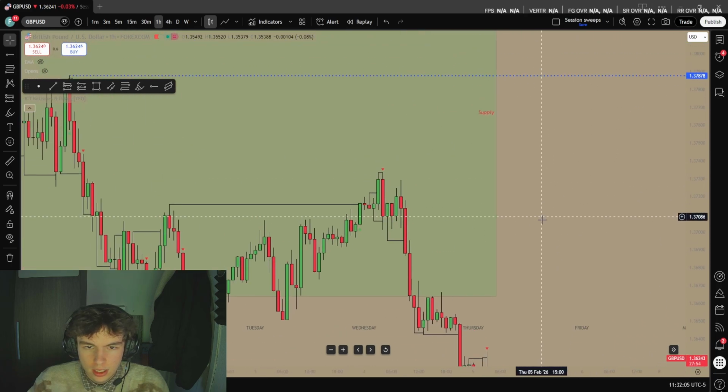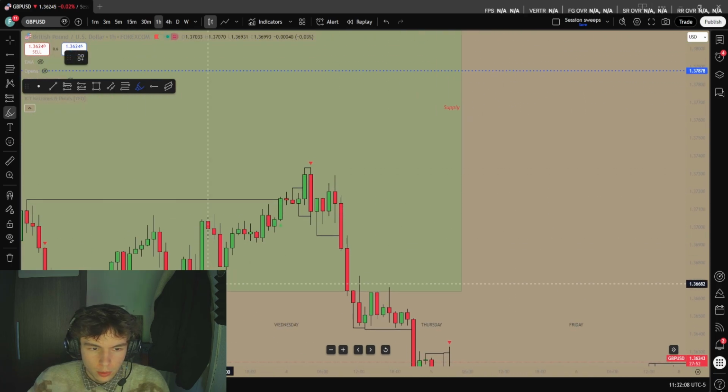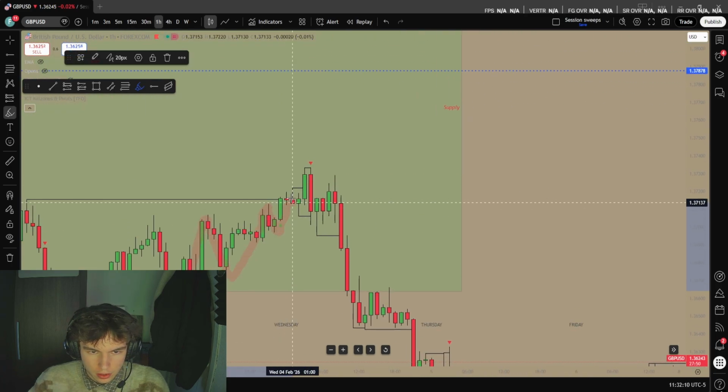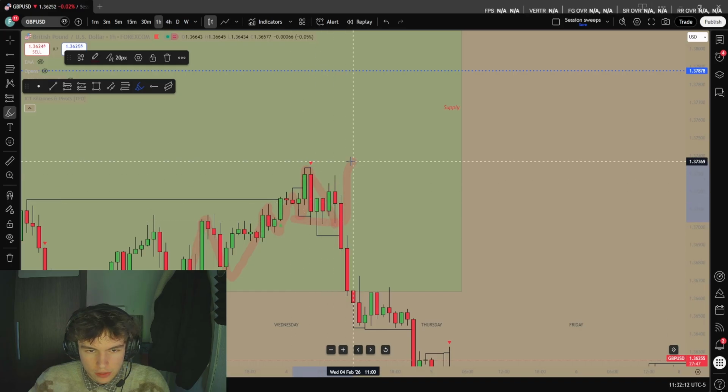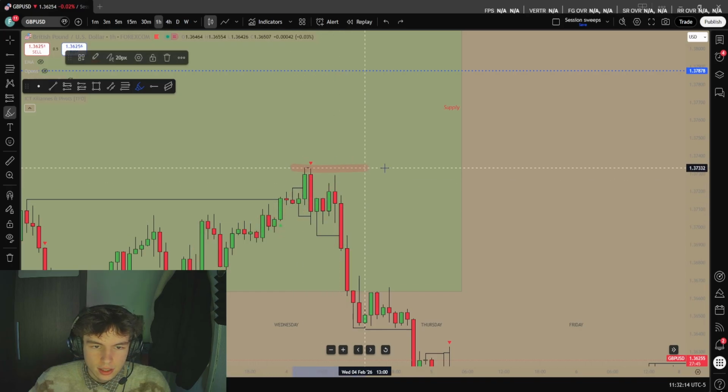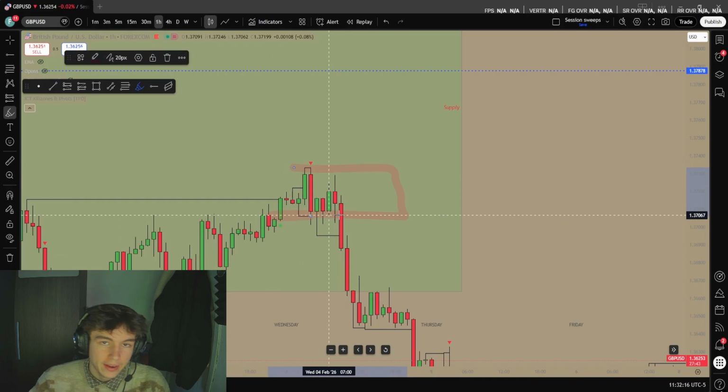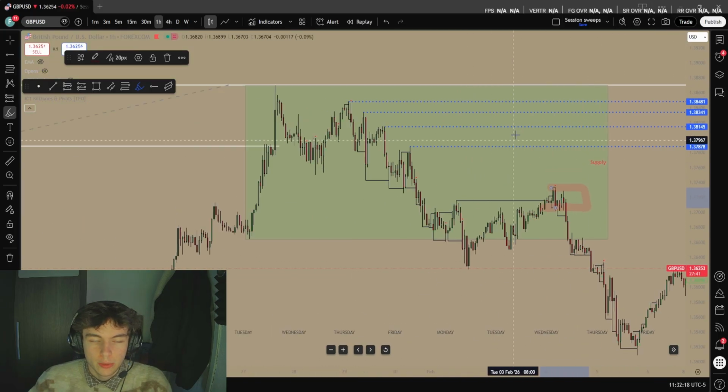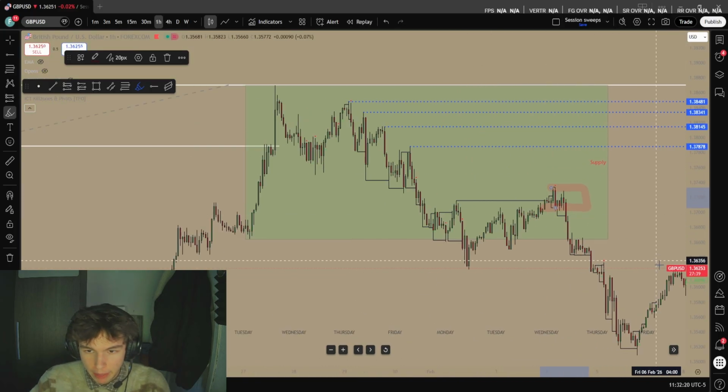Now you can see here clearly we create this inner structure, right? And here we get the change of character, meaning that these up close candles are now gonna act as a supply zone. So now we have our 4-hour and our hourly bearish.